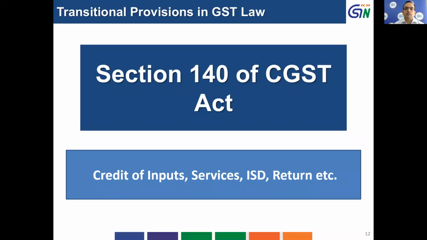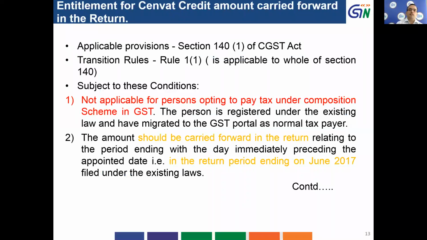Now I will cover section 140 of the CGST Act, which talks about credit of the inputs and the services, and what about the credit which is there in the return. So the first section is section 141. It is not 141, it is 140 subsection 1.